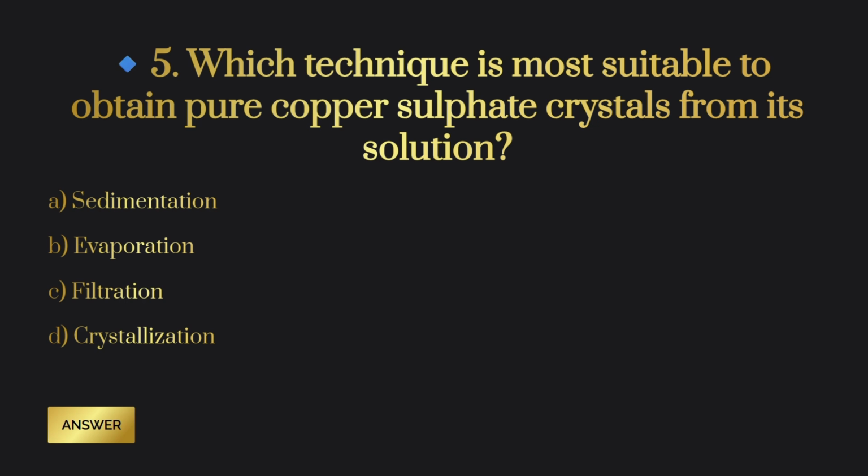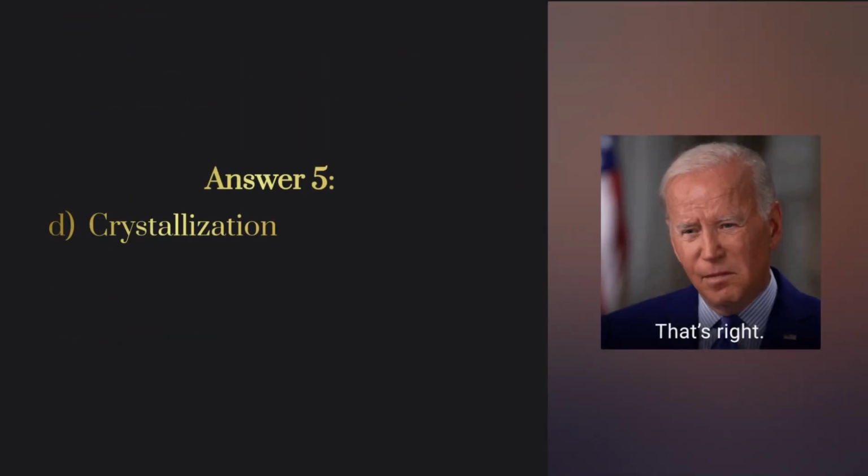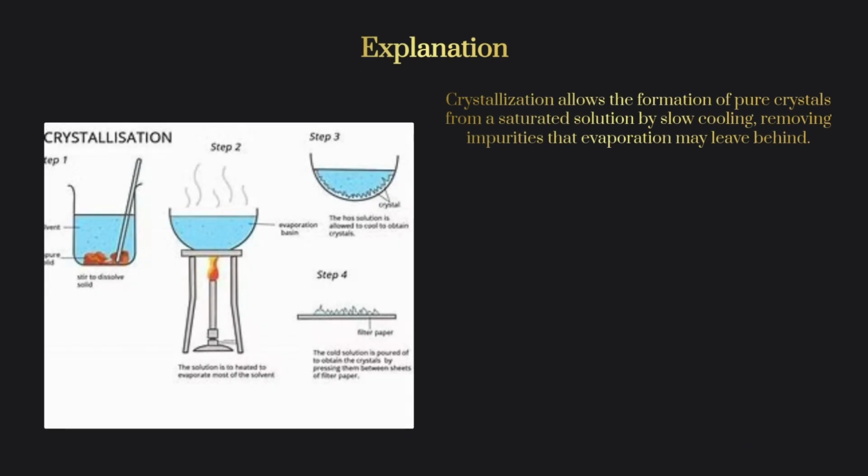The options given to us are A, sedimentation, B, evaporation, C, filtration, or D, crystallization. This you must have done in your earlier classes also, how to get the pure crystals of copper sulfate. The correct answer is option D, that is crystallization. So crystallization allows formation of pure crystals from a saturated solution by slow cooling and then removing the impurities that evaporation may leave behind. Let us see question number 6.